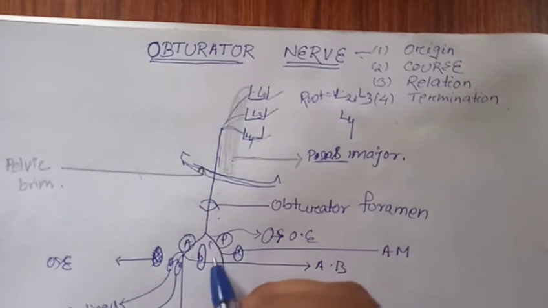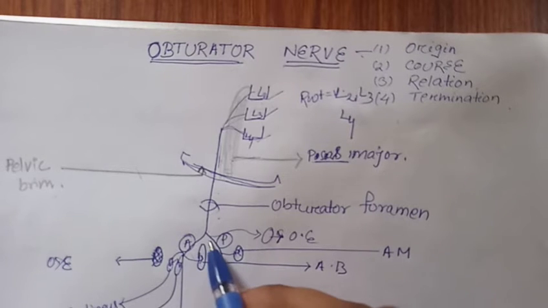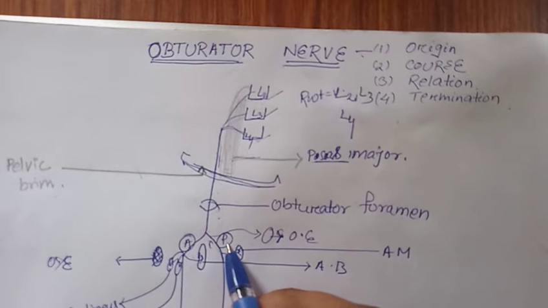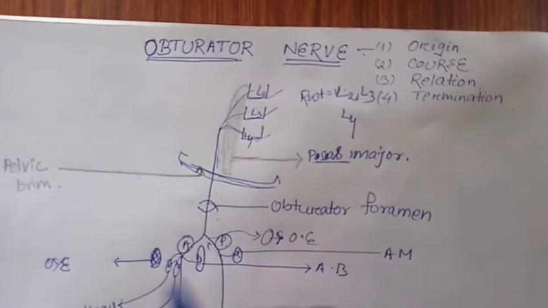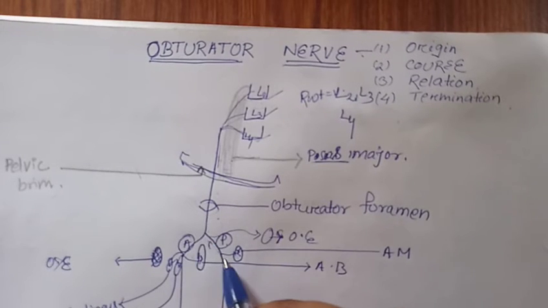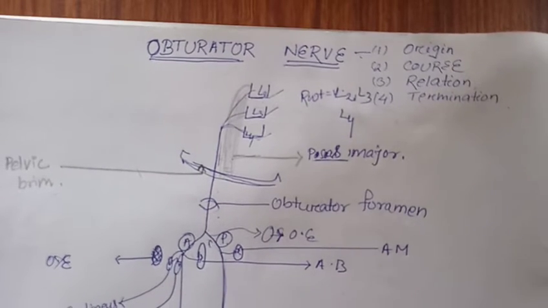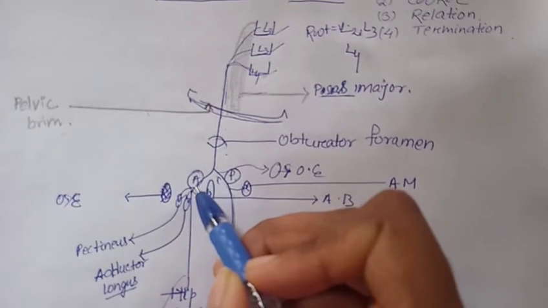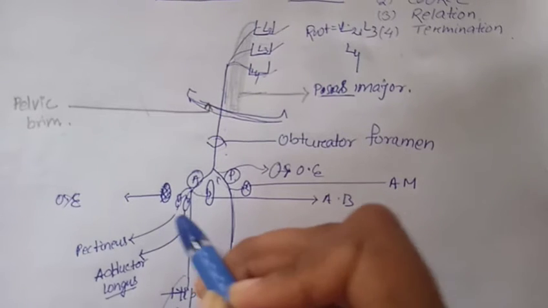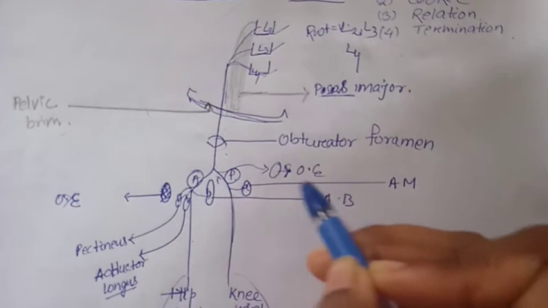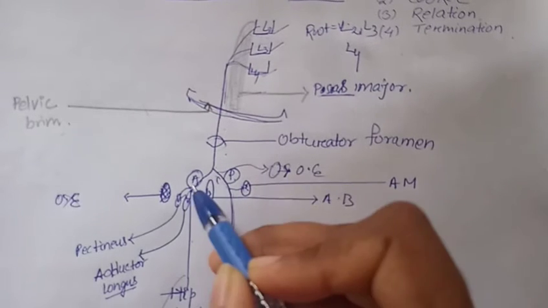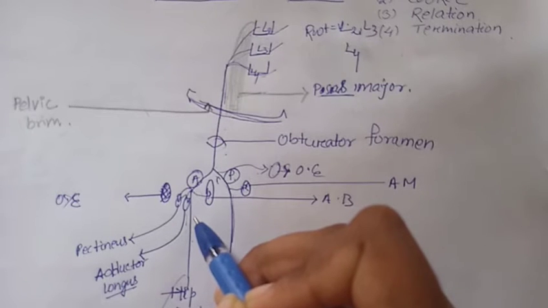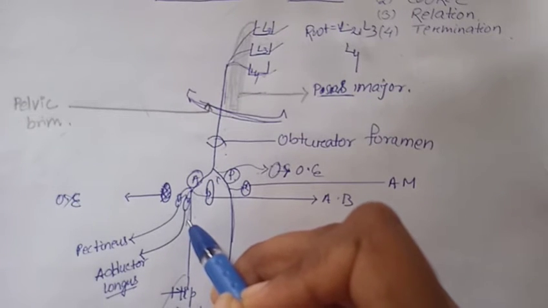Then where is it terminated? Its termination is by dividing into two divisions. What are they? Anterior division and posterior division. Now our main objective is what are the branches of the anterior division and what are the branches of the posterior division. So, the anterior division. We know that it passes downward in front of the obturator externus.